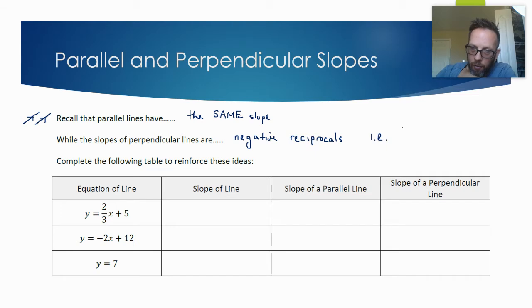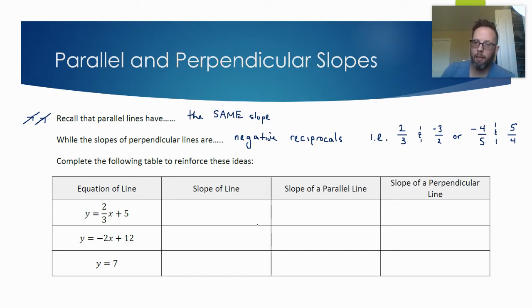So, for example, take 2 over 3. Reciprocal means you flip, and negative implies you take the opposite sign. So the negative reciprocal of positive 2 over 3 would be negative 3 over 2. You flip it and you change the sign. In a similar way, say you had negative 4 over 5. The negative reciprocal of that would be, well, you flip it and then change the sign. So instead of negative, it would be positive, and you'd have 5 over 4.